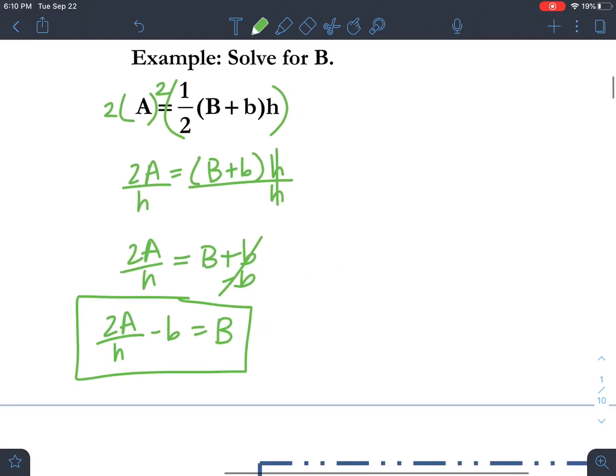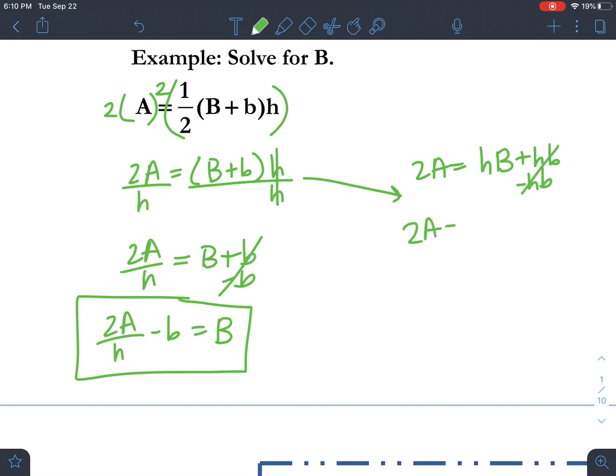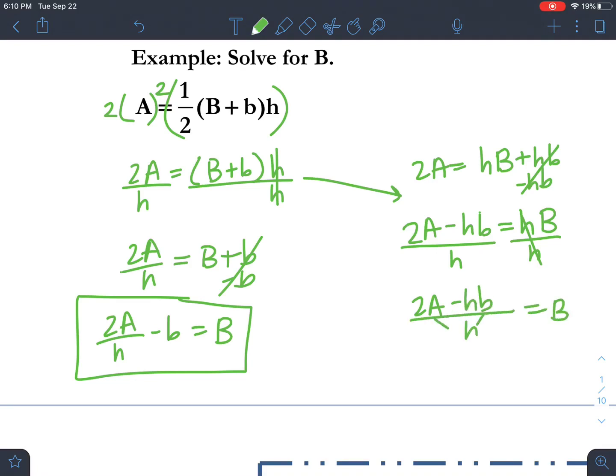All right, I just want to show you an alternative here. Let's say you did distribute the h. You would have gotten hB plus hb. You would subtract little hb here. And then you would divide the entire thing by h. So this is also an answer that would work. And notice how it's slightly different, but if you split up the fraction, it would actually be the same thing. So I want you guys to know these are the same answer, and you might get something different from your neighbor, but same exact answer there. This one's actually just in a slightly different format as one fraction.